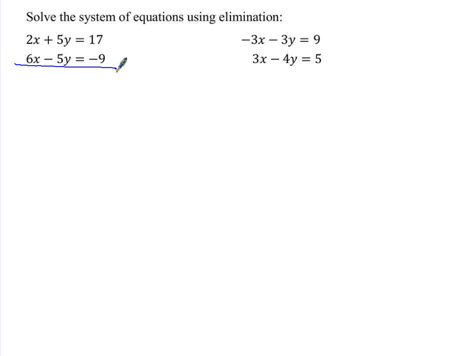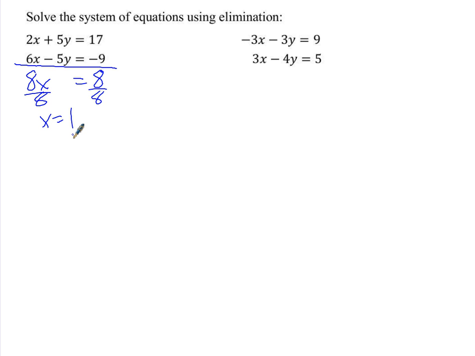What do I get? And then 17 minus 9 is not 2. It's 8. That's 17 plus negative 9, basically. 17 minus 9 is 8. Okay, solve for x. What do we do? Divide both sides by 8, and we get x equals 1. Now what?